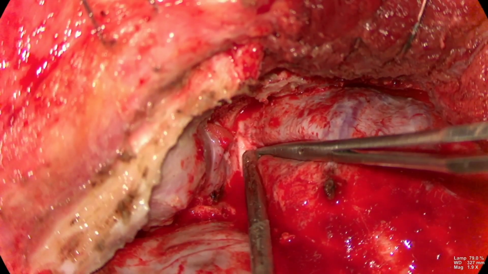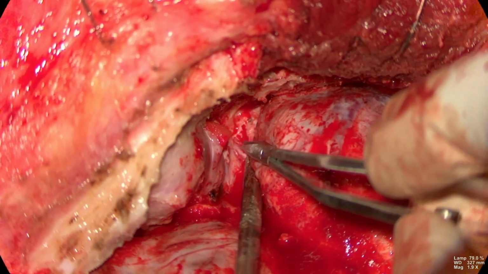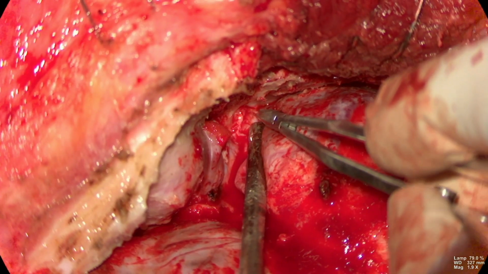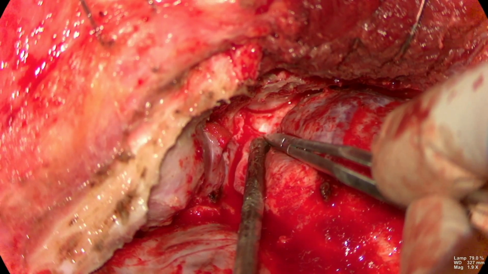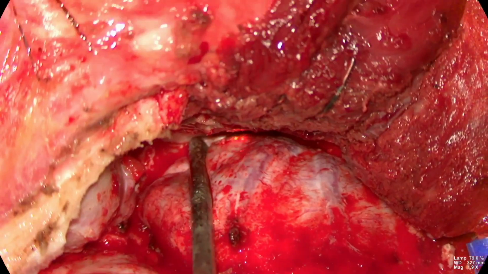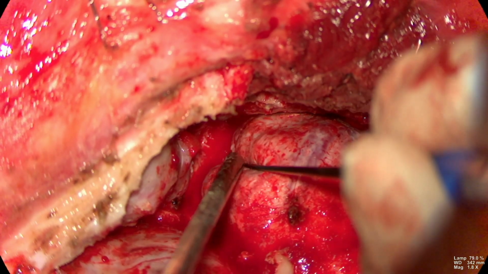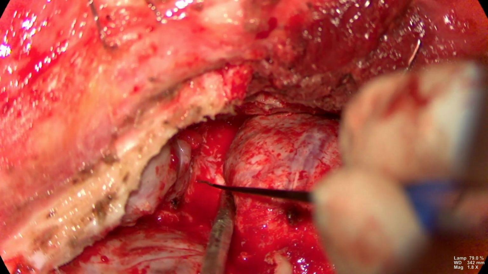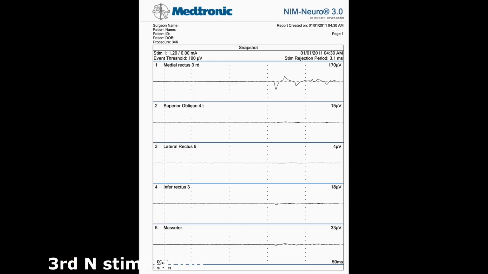The sharp division is the key to protect the nerve lying between the outer and inner membrane of the cavernous sinus. We can appreciate the maxillary division of the fifth nerve. Now we are stimulating the third nerve, confirmed with CMAP.